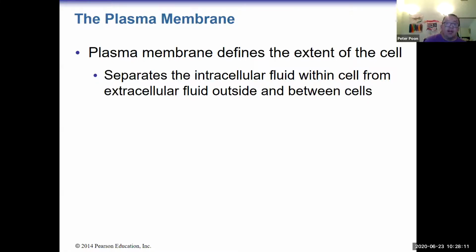The plasma membrane defines the extent of the cell. It's kind of like the integument of the cell. It separates cell from not cell. It separates the intracellular fluid from the extracellular fluid. That's not really important in anatomy right now, but it will become important in the physiology of the cell, which hopefully you'll take next.